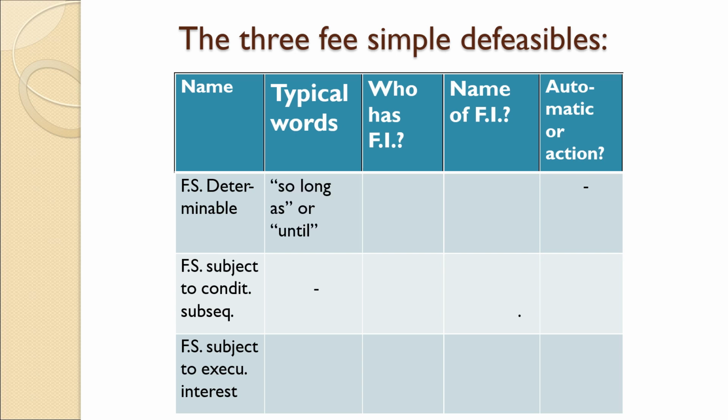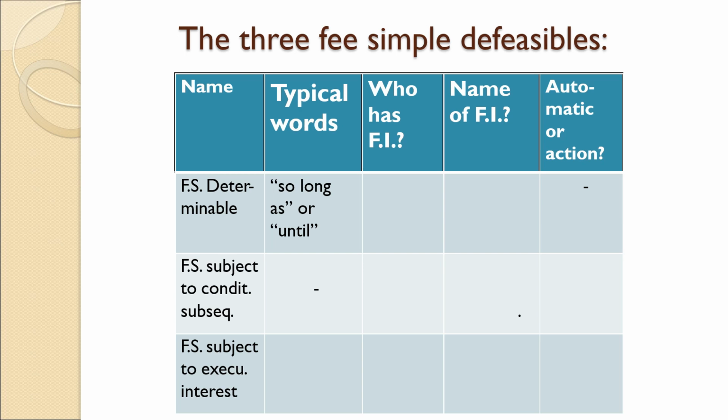The typical words for this one are the words "so long as" or "until." In other words, it could sound like this: I grant this land to A so long as the land is used as a residence, or so long as no animals are kept on the property, or so long as the house on the property continues to stand. Or instead of "so long as," it could be "until."